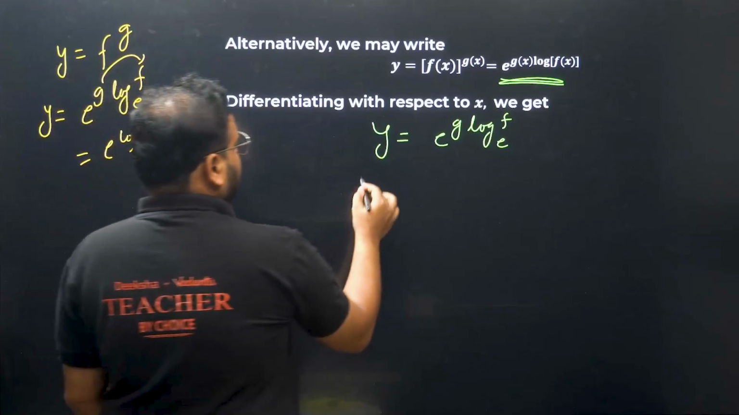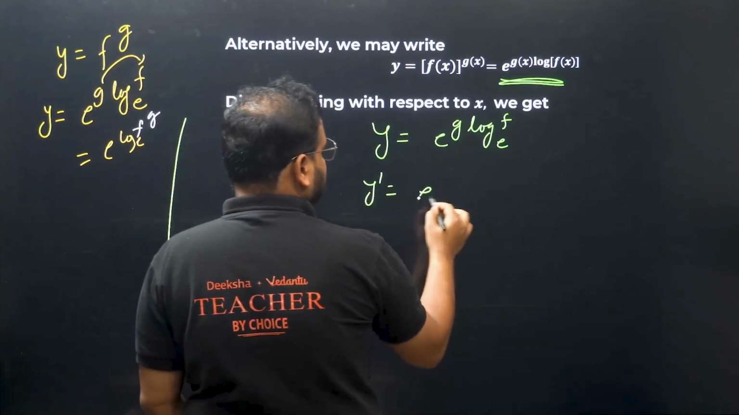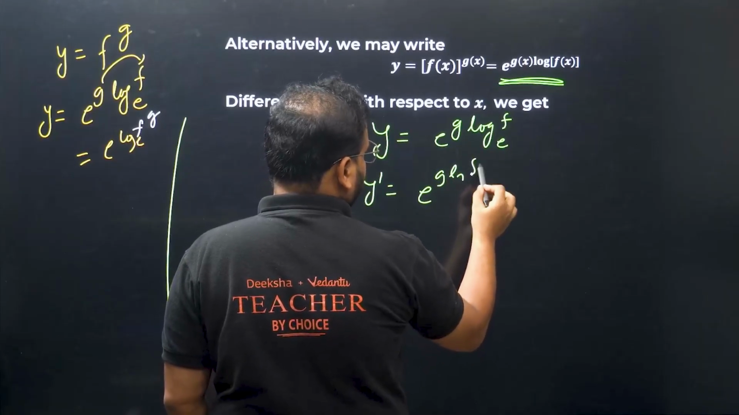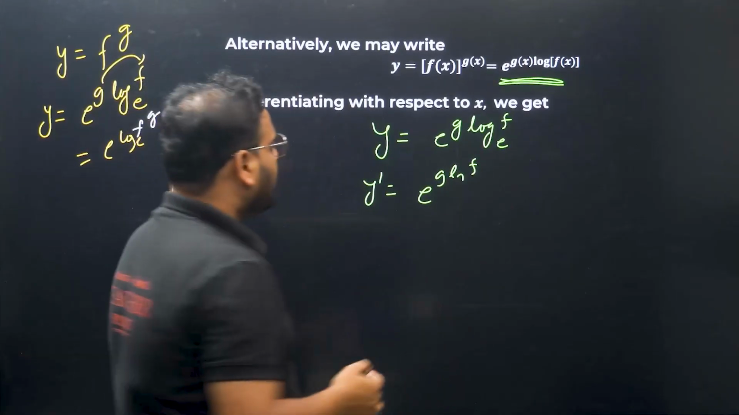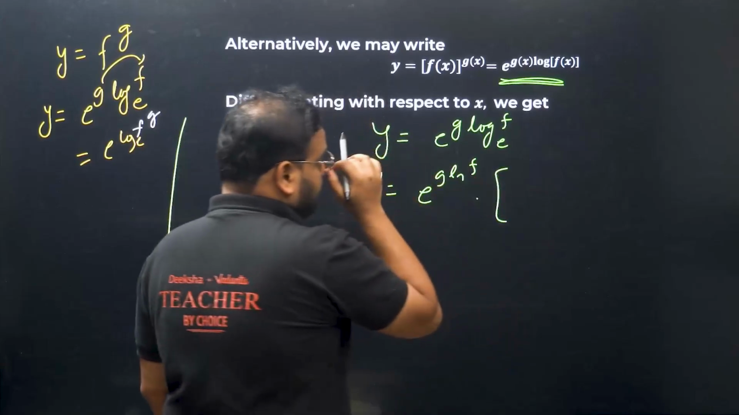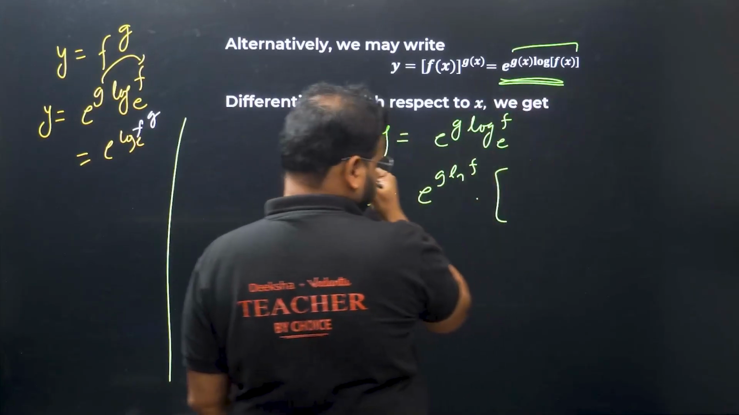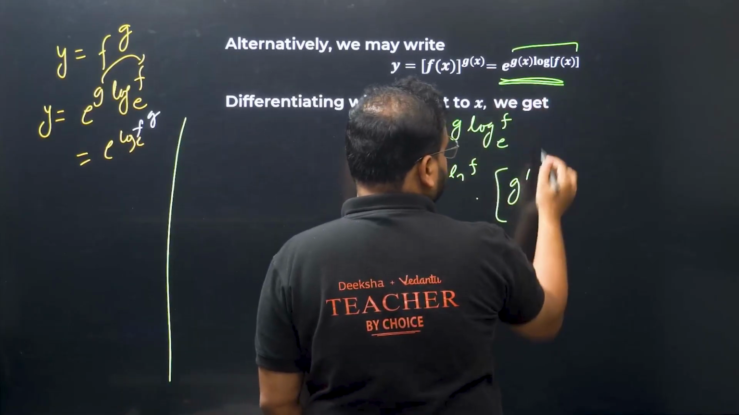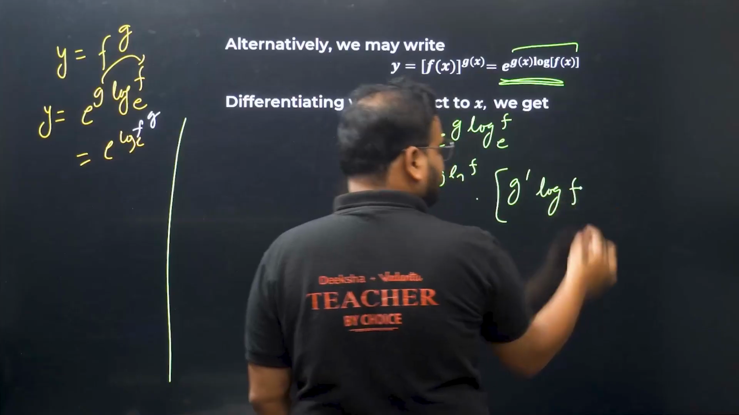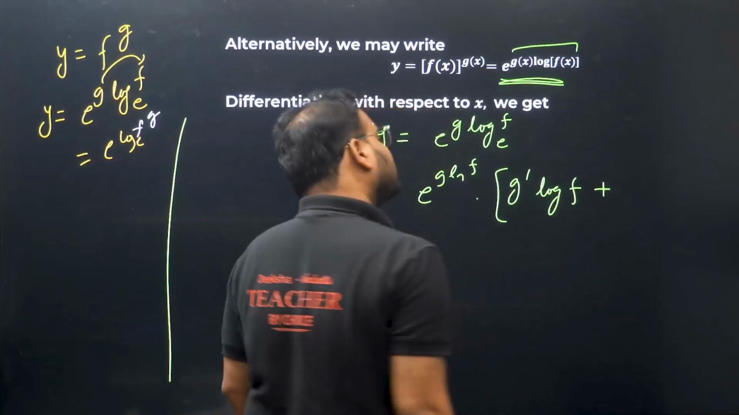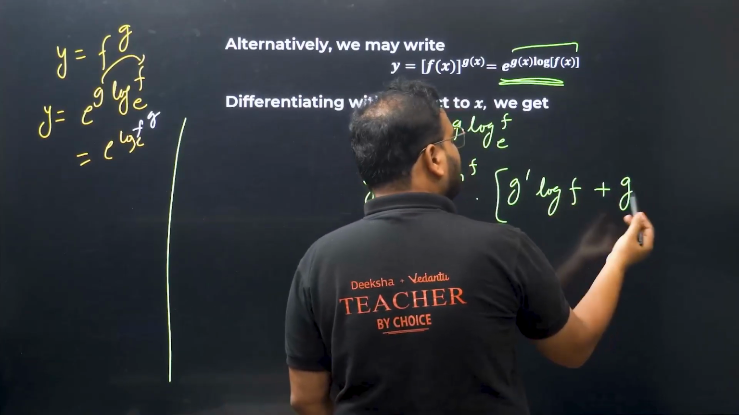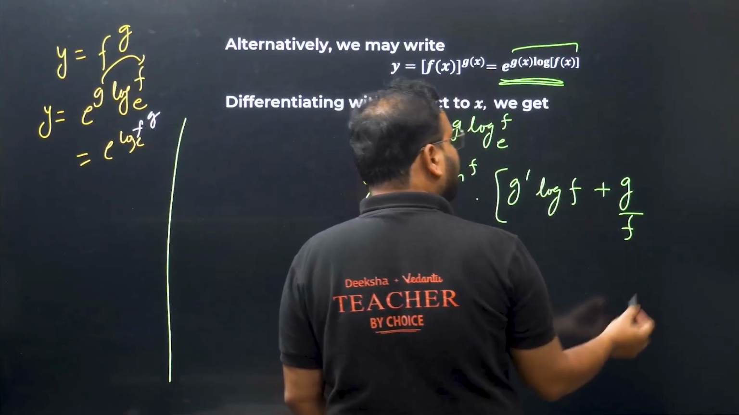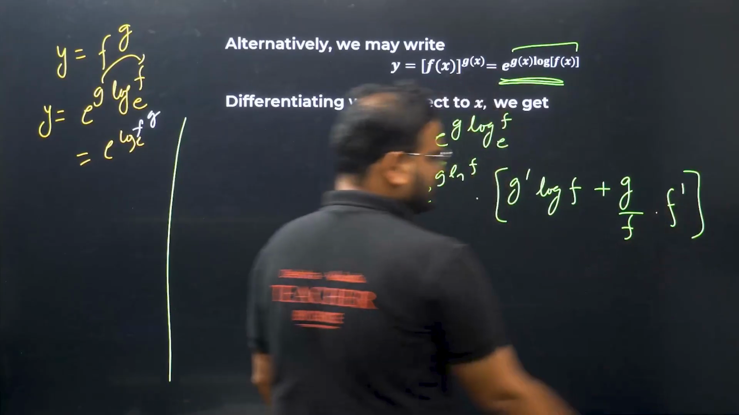Differentiate this. What are you going to get? y dash. This will remain as it is, e power g ln f. And this time, multiply by the derivative of this part, the product of g and log. Differentiate g first. You'll have g dash, log of f remains as it is. Plus sign will come. Keep g as it is. Differentiate log of f, you'll have 1 by f, and the derivative of f will become f dash. So g by f f dash.